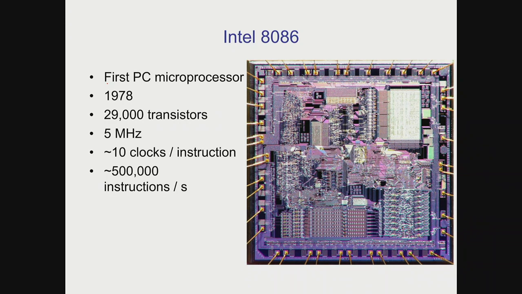This is the first PC microprocessor, the Intel 8088. It was shipped in 1978. It had 29,000 transistors in it and ran at a 5 megahertz clock frequency. You're learning about instructions in ECE243. In this microprocessor, completing a typical instruction would take 10 clocks. You'd decode what the instruction means, fetch the operands from the register file, execute over several cycles, and write it back. That would take you 10 cycles. If you work that out, this could do about 500,000 instructions per second.